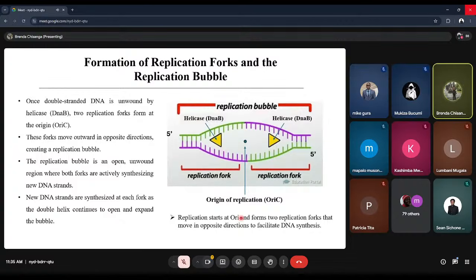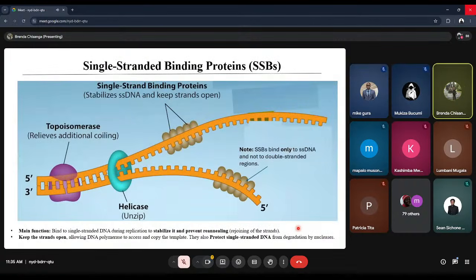So now, this process recruits proteins to ensure that the strands of DNA that have been unzipped, the strands of DNA where hydrogen bonds have been broken, remain as single strands. These proteins that come in to stabilize the unwound DNA to ensure that it does not complementary base pair with the other strand are referred to as single-stranded binding proteins. They do not bind to double strands. Similar to helicase, which does not bind double-stranded DNA.